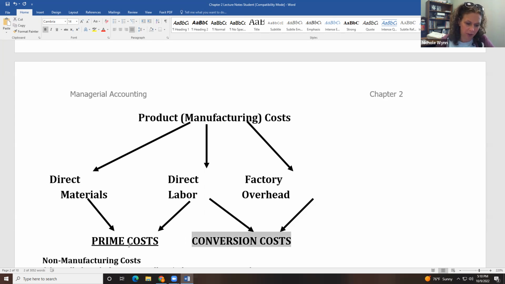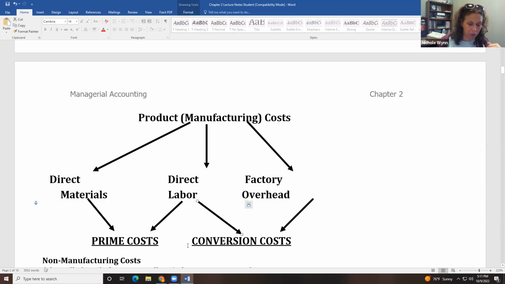And so the way I remember that is that basically when I have pieces and parts, I want to convert it into a finished good. So to convert it, I need laborers, and then I also need overhead like electricity and factory machines and supervisors to be able to create that finished good. So conversion, to convert it into a finished good. So I want you to notice that direct labor is in both. So it's a prime cost and it's a conversion cost. So that's kind of tricky.